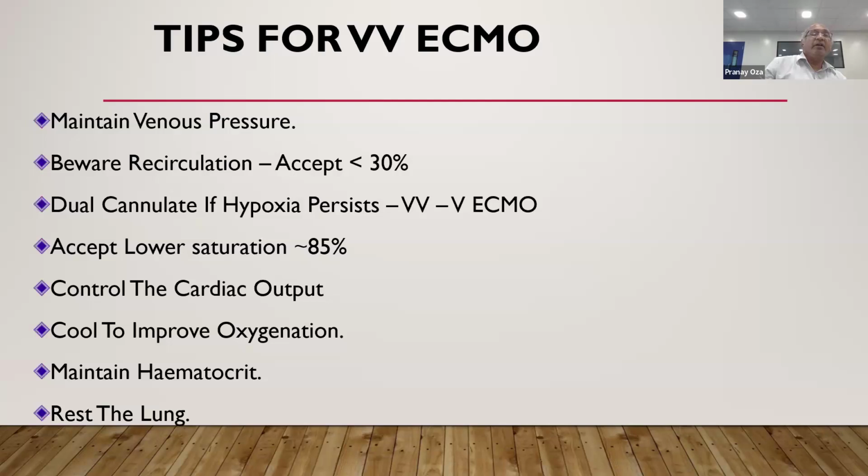That is most important in VV ECMO. In VV ECMO, always maintain a good venous pressure so that you get good flow. Recirculation is going to be there, but try to keep it less than 30%. If there's a lot of recirculation or flow issues, you might have to switch over to dual cannulation for drainage and make it VVV ECMO. Saturation usually we accept on the lower side; say 85 to 90 saturation is good enough. Don't try to do too many things to improve the saturation because that itself can be harmful.